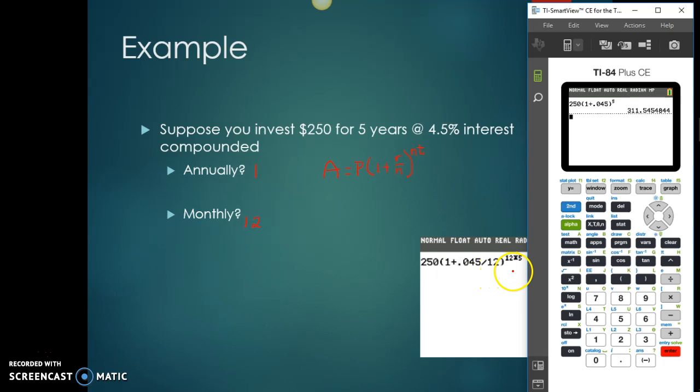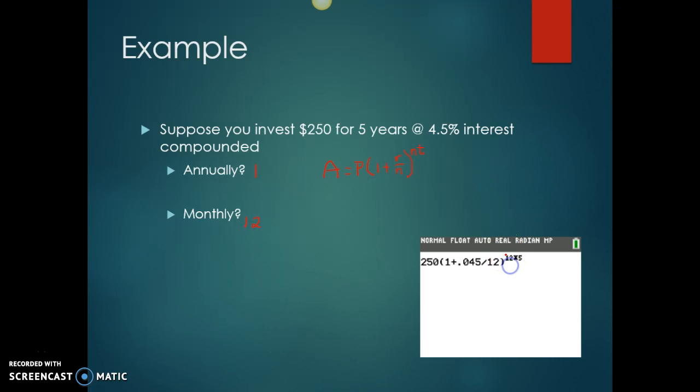If you are using an 83 graphing calculator, one that doesn't put the exponent up here, make sure that you have your exponent in parentheses. Otherwise, it'll raise it to the 12th and multiply your whole answer times 5.